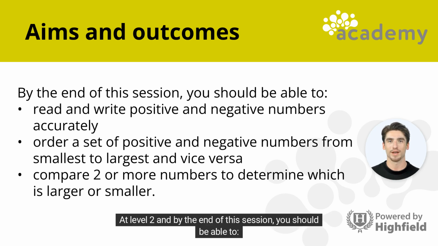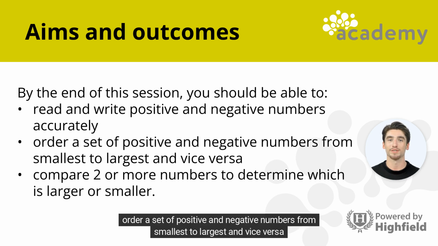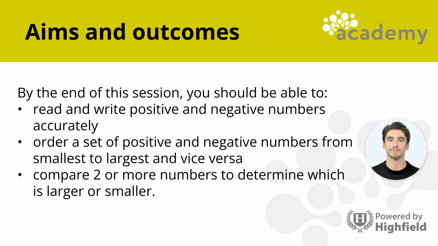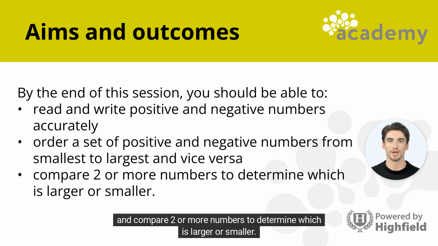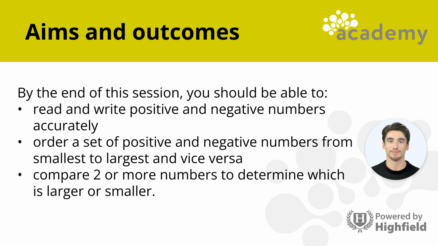At Level 2, and by the end of this session, you should be able to read and write positive and negative numbers accurately. Order a set of positive and negative numbers from smallest to largest and vice versa. And compare two or more numbers to determine which is larger or smaller. This includes negative numbers. Let's start with reading numbers.